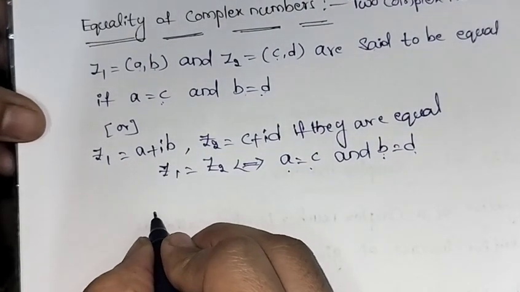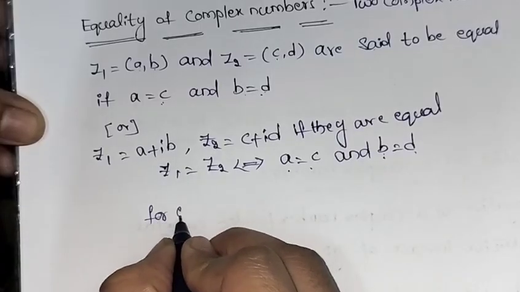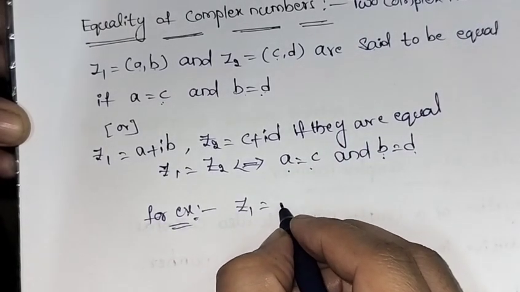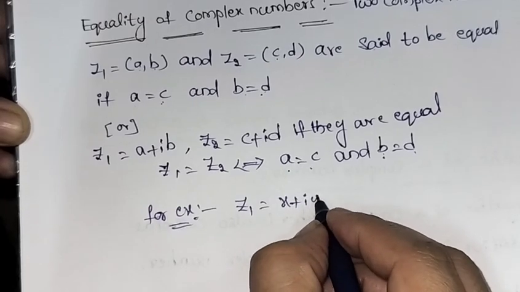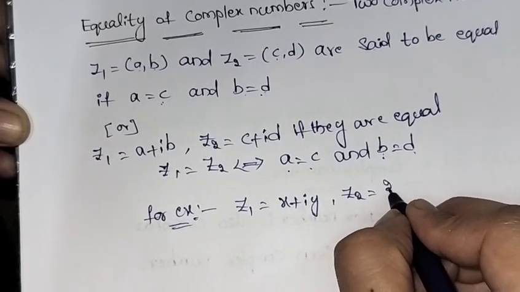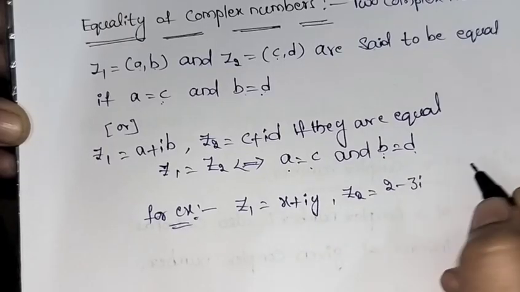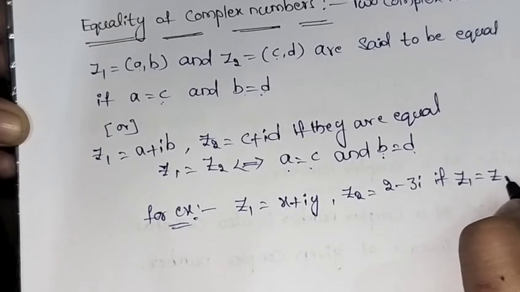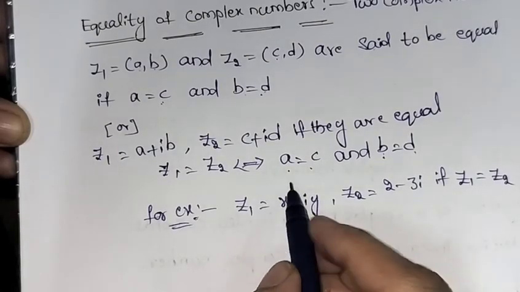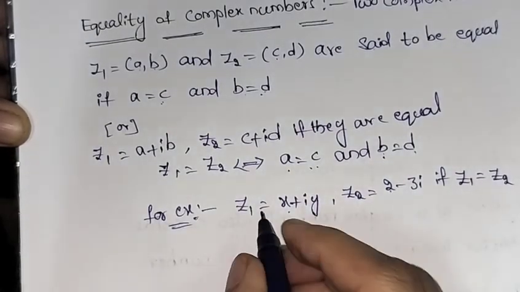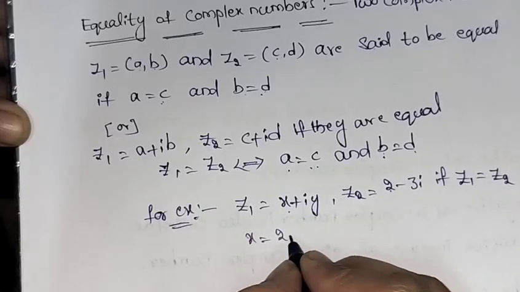For example, z1 is equal to x plus iy, z2 is equal to 2 minus 3i. If z1 is equal to z2, a equal to c means corresponding real parts are equal, x is equal to 2.